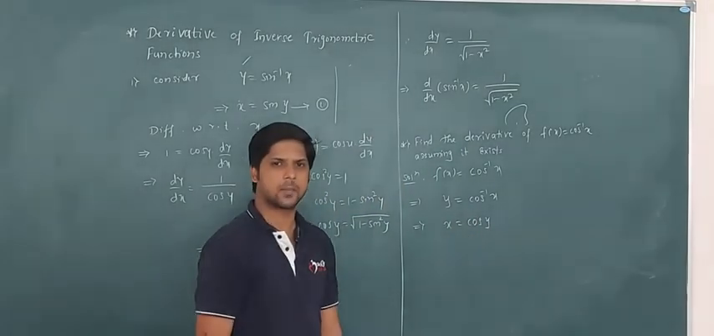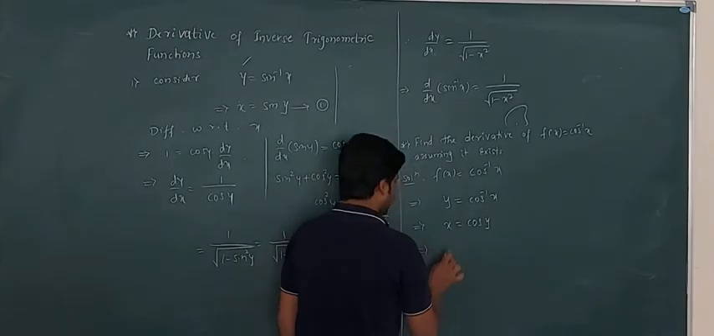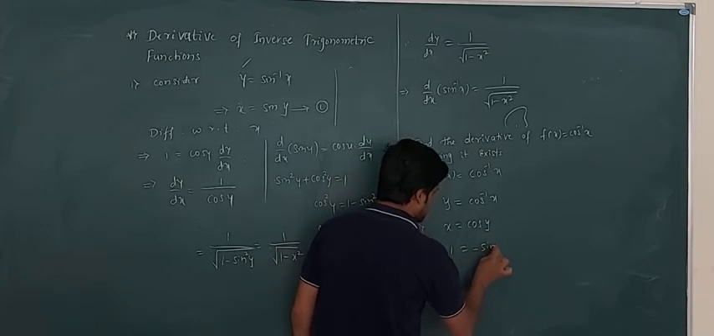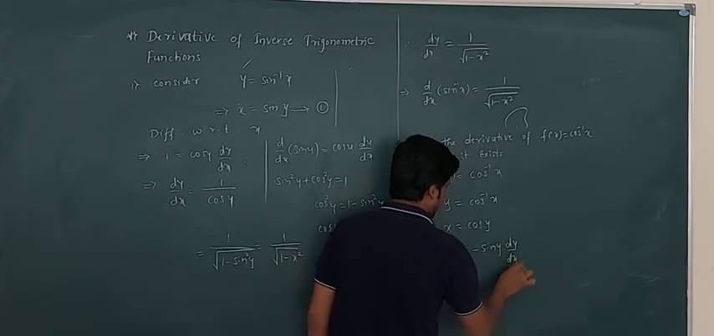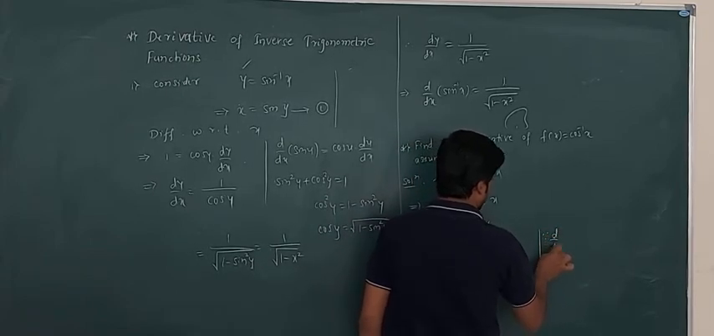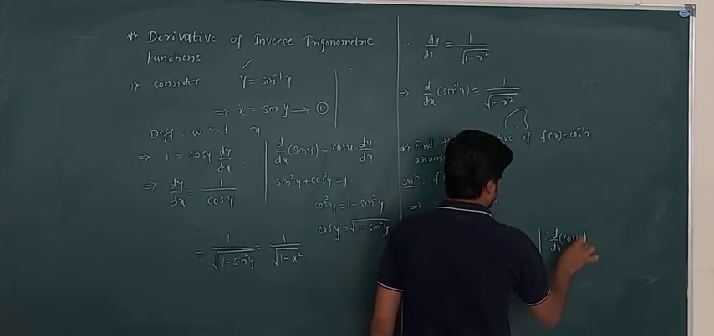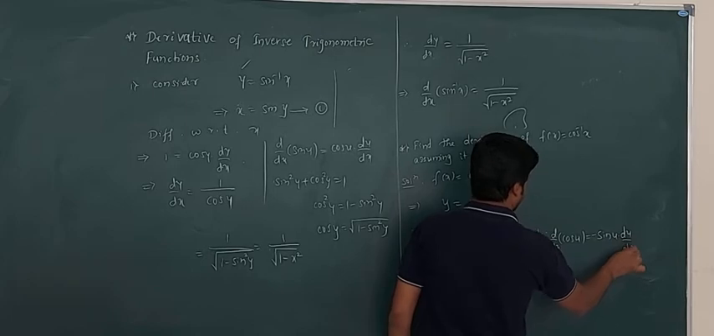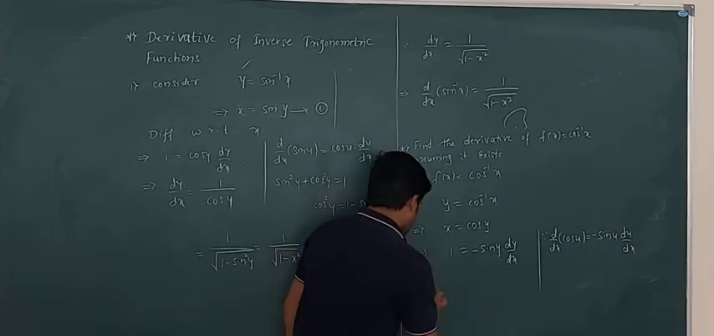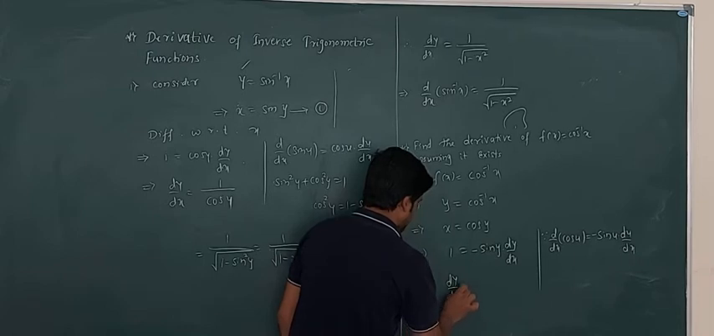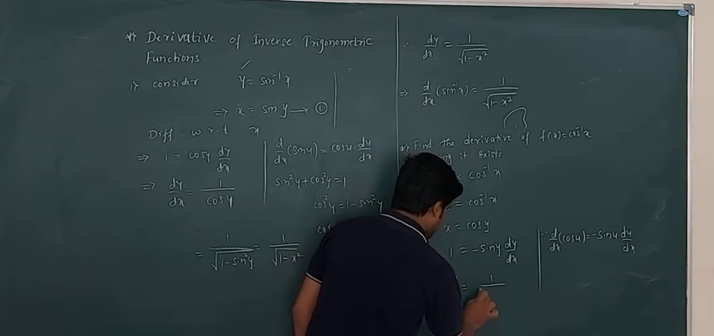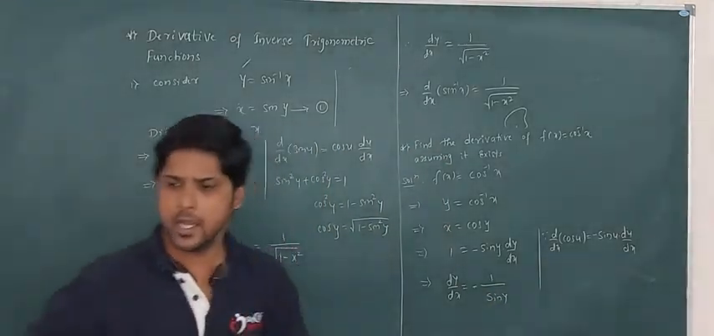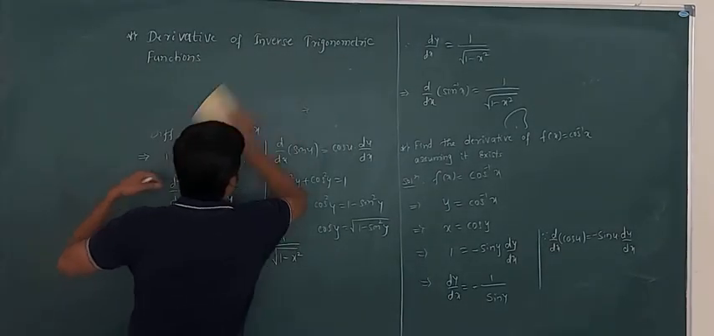Now differentiate with respect to x. We get the differentiation of x is 1, equal to the derivative of cos y, which is minus sin y into dy by dx. As we know, d by dx of cos u is minus sin u into du by dx. So for dy by dx, we get dy by dx is equal to minus 1 upon sin y. Again we use the trigonometric identity, that is sin square y plus cos square y.